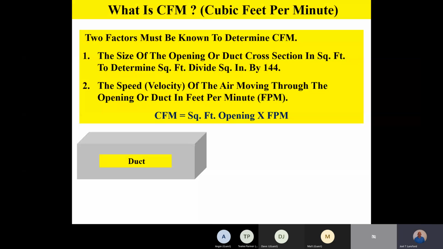Now that's presuming that that velocity is an acceptable velocity, which it is, because Manual D recommends 700 feet a minute of velocity in a main trunk. So if this was the main trunk on a unit, 16-inch round duct, it'd be good for a 2.5 ton unit at 400 CFM per ton. Any questions or comments so far?